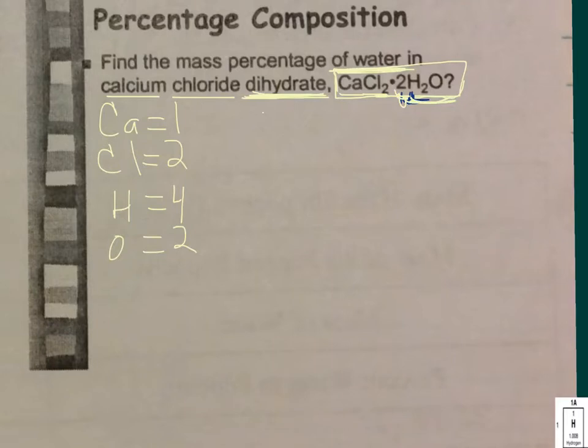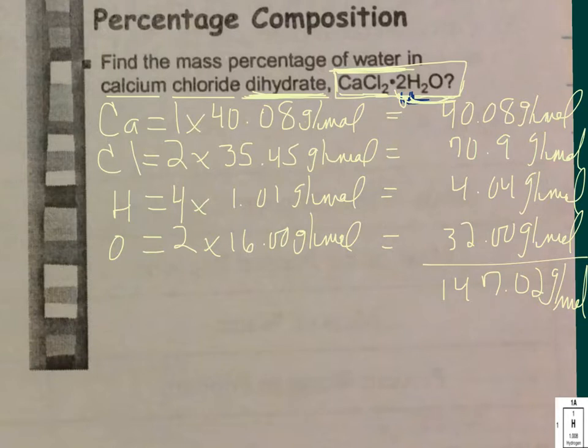All right, so find your molar mass. Pause the video. Have someone pause the video. Find your molar mass. Hopefully for your answer, you got 147.02 grams per mole, or something very, very similar if you're rounding in the right places.